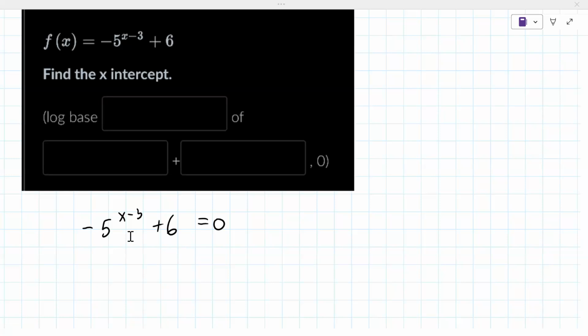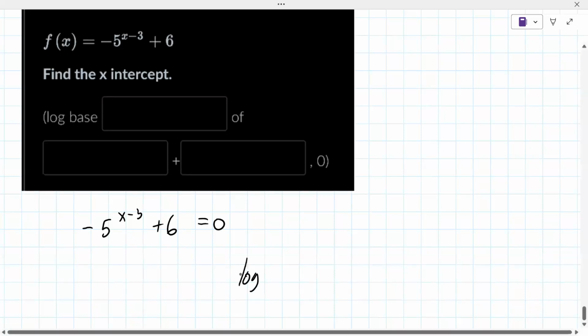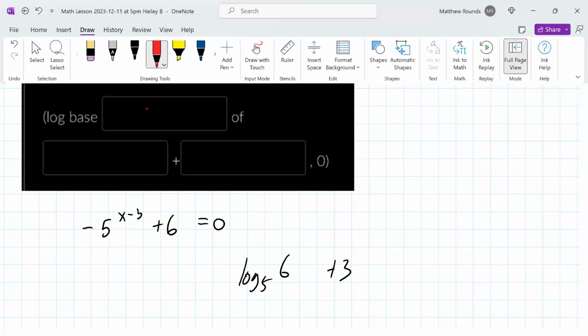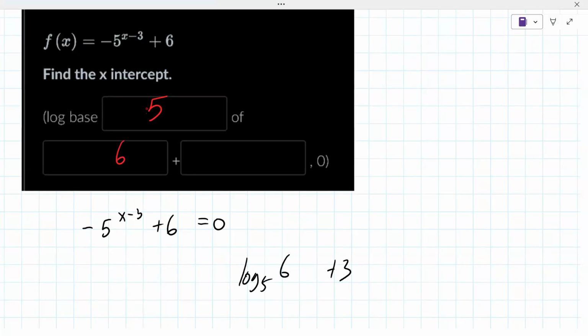Would it be log base 5 of 6 plus 3? Like this. Yes. Yeah, that looks correct. Okay, there's more though. We're not all the way through that one.